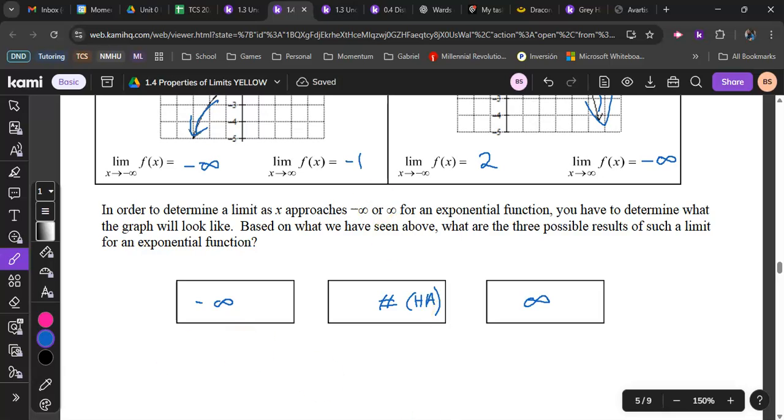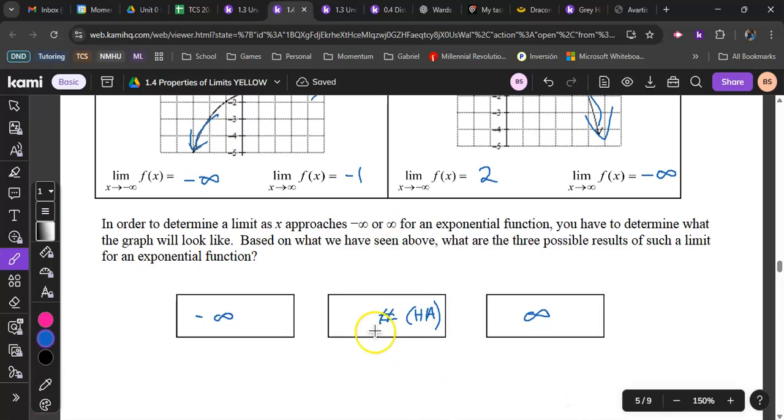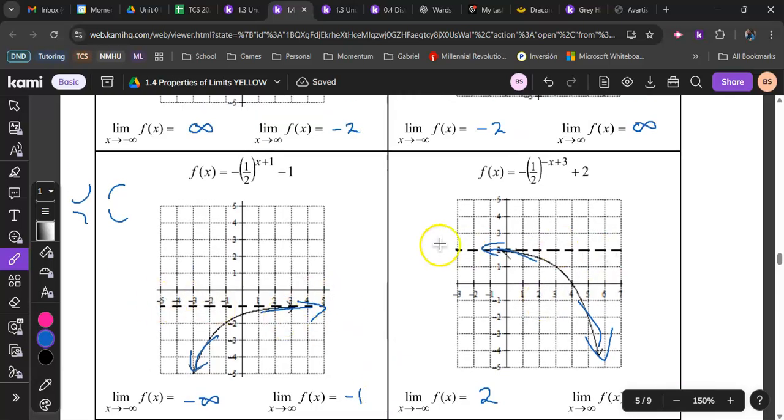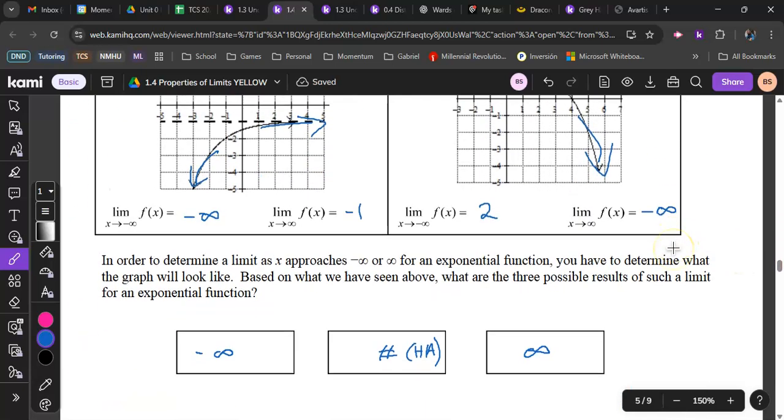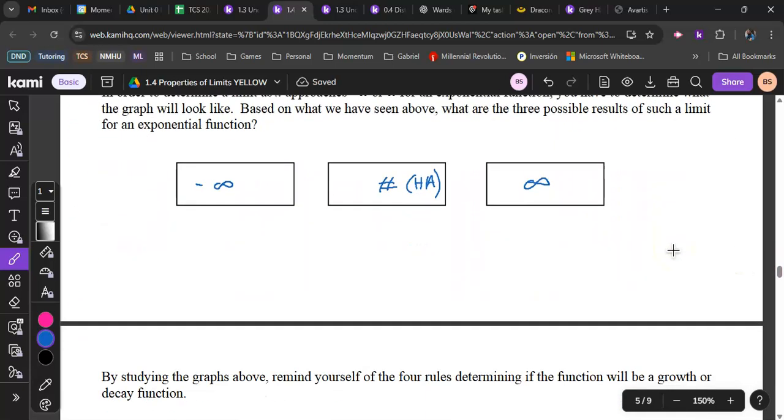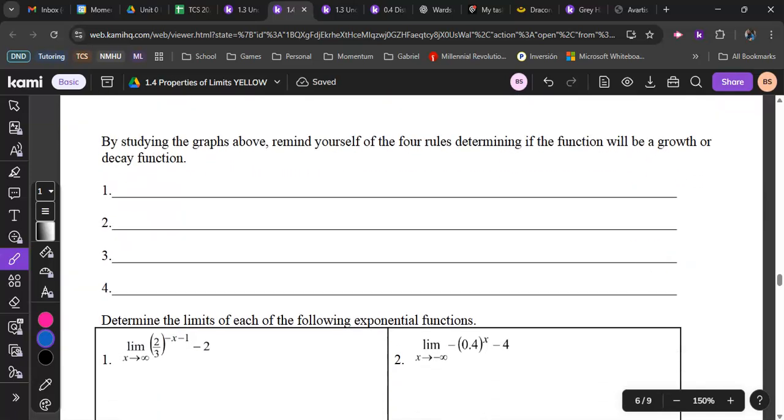Explain the one in the middle. It goes to a number, and that number is, if you look at all four of them, the horizontal asymptote for all four. So the middle is just saying what possibilities go to a number. Yep, a number which is the asymptote in this case. Okay. It will be the asymptote.